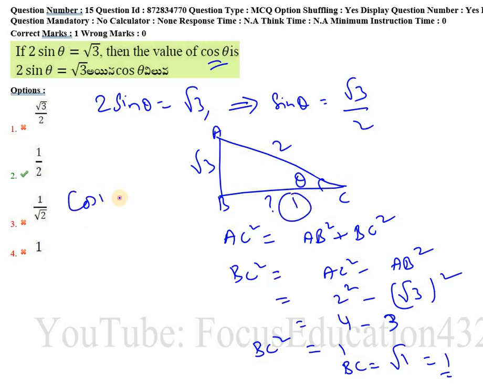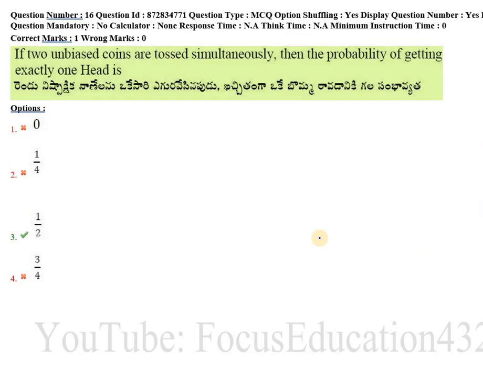Now easily we can write cos theta. What is cos theta? Adjacent side by hypotenuse. Cos means this BC by AC, 1 by 2. Right. We can find any of cos, tan, cosec, sec, cot, all those things. That is all. Now another question, number 16.